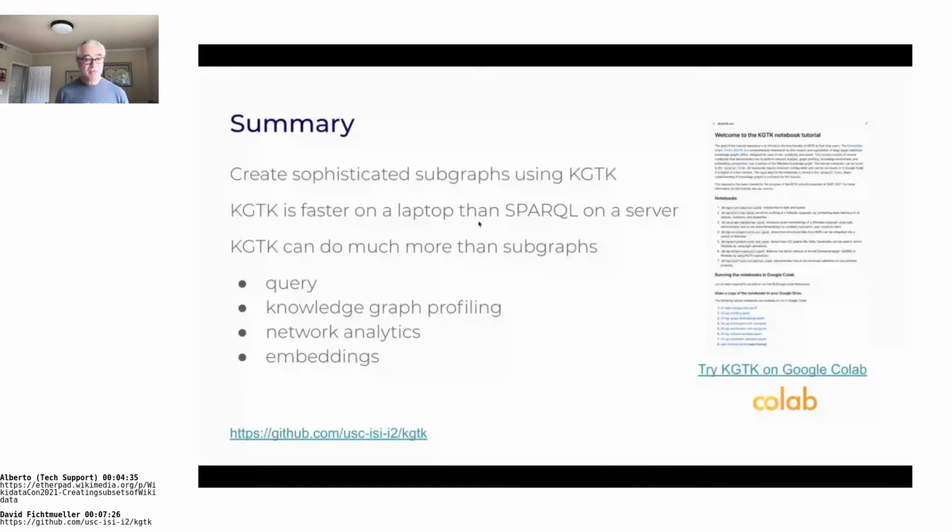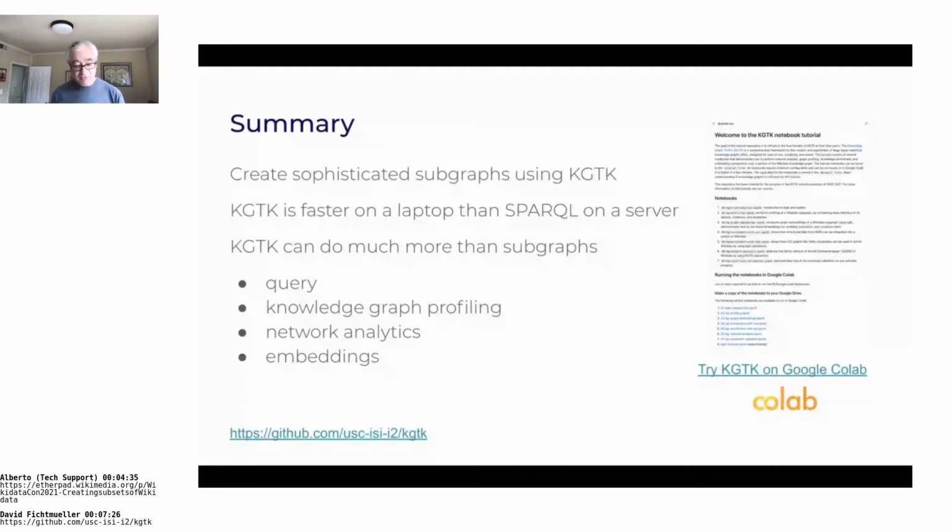And, just a plug for KGTK, it can do much more than subgraphs. You can do profiling of many kinds of all of Wikidata. We have scripts that will check all the constraints of properties, and we'll do that at about 1 or 2 minutes per property, network analytics, embeddings, and so on. And we have a tutorial of KGTK on Google Colab, so you can run it without installing anything.